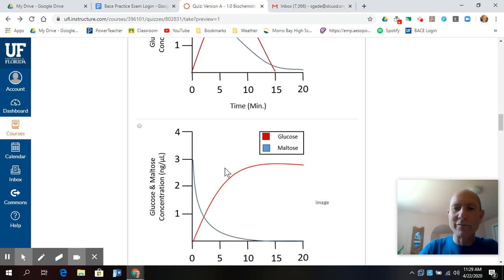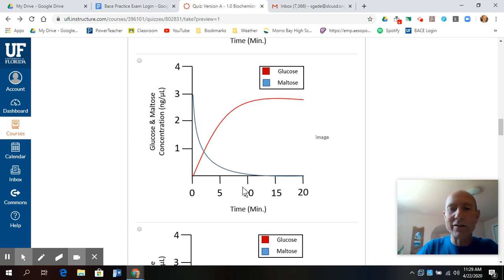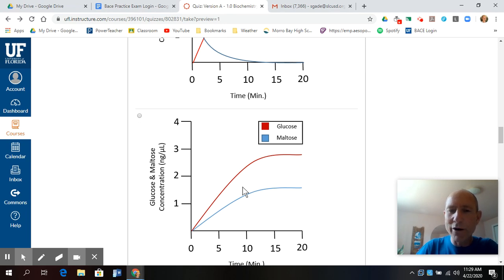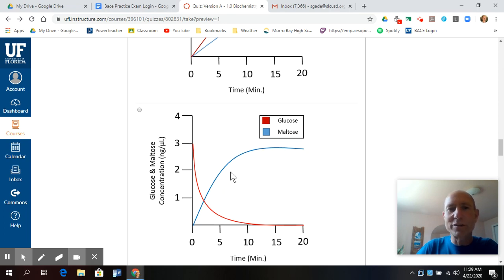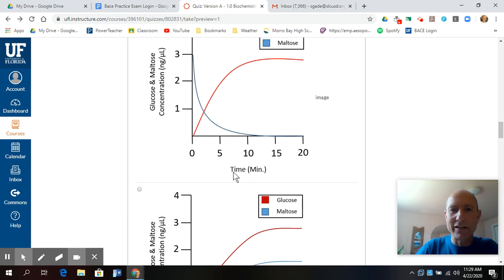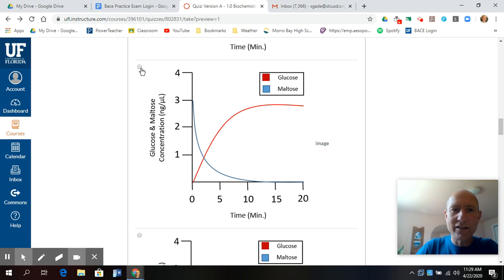So let's see if we can find a better one. Here we got maltose going down and then flatlining, and glucose going up and flatlining. That makes sense. Let's see if we can find a better one. Here we got both of them going up. Crap. Here we've got glucose going down and maltose going up, which is backwards of what should be happening. So the best answer is this one right here. Boom.